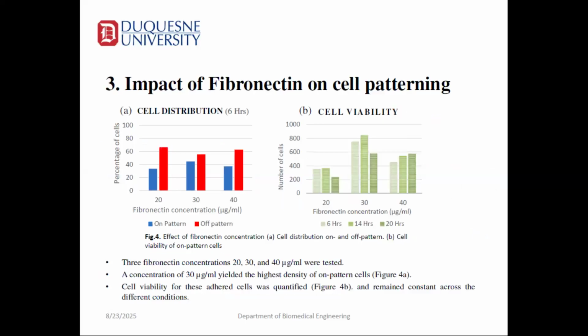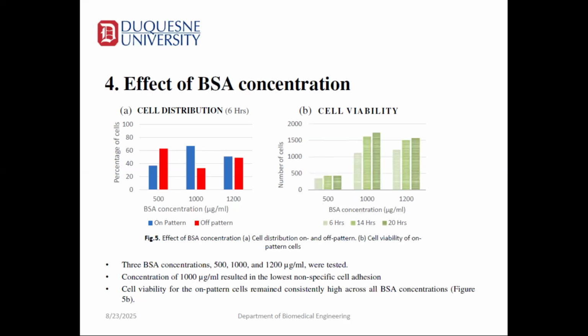We systematically varied 3 key parameters to maximize patterning efficiency. Firstly, we tested 3 fibronectin concentrations: 20, 30, and 40 microgram per ml. A concentration of 30 microgram per ml yielded the highest density of on-pattern cells. Cell viability remained high and constant across all 3 conditions, indicating concentrations were non-toxic.